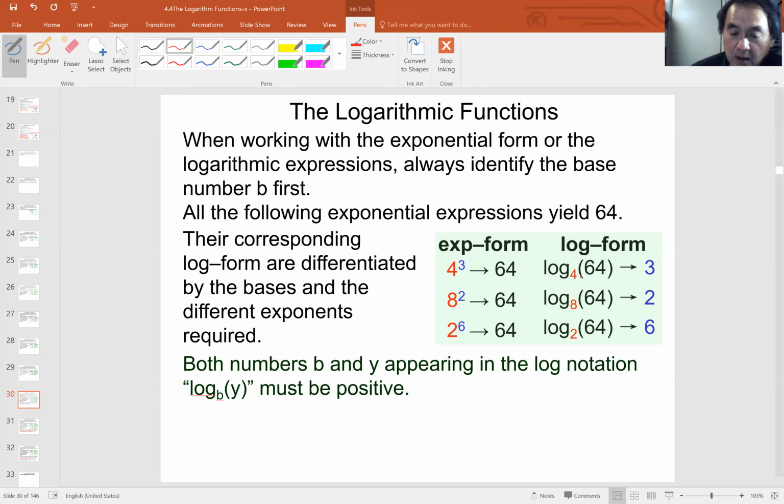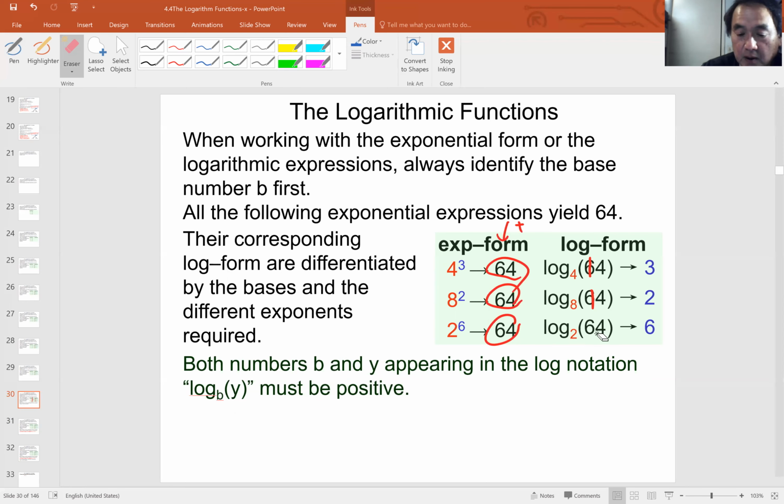Note one thing. In order to take the log of some number like 64 here, it has to be positive, because these are all positive outputs from exponents. So I must have all positive numbers over here. On the other hand, I might get negative answers.